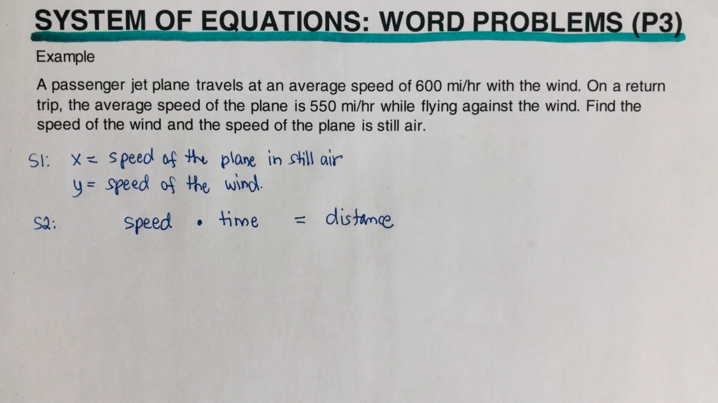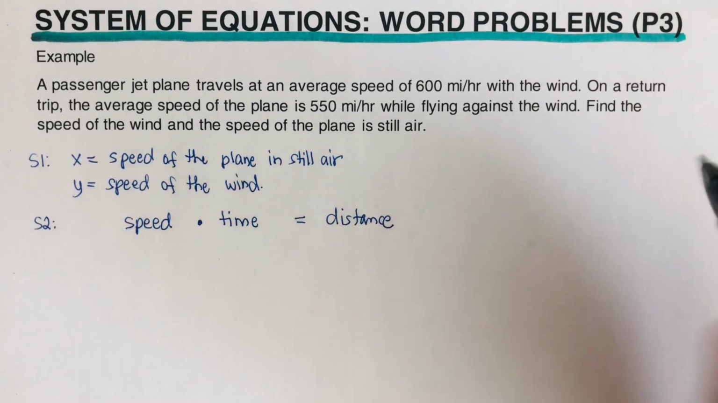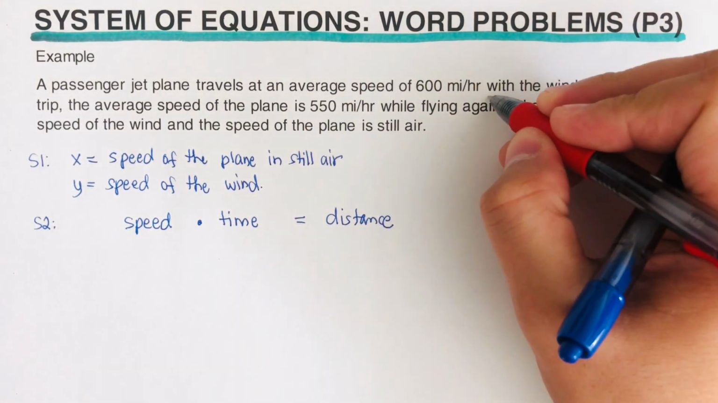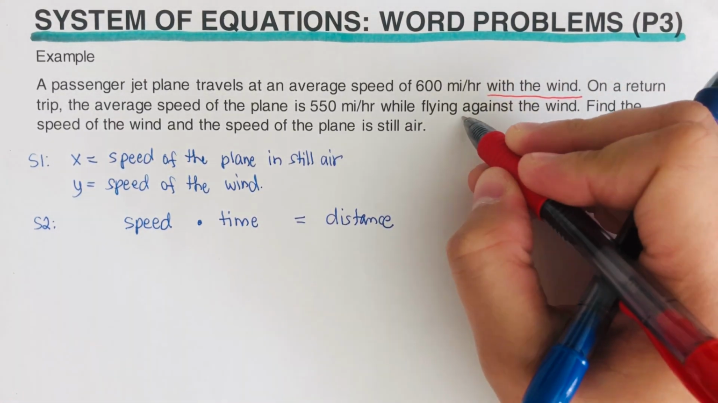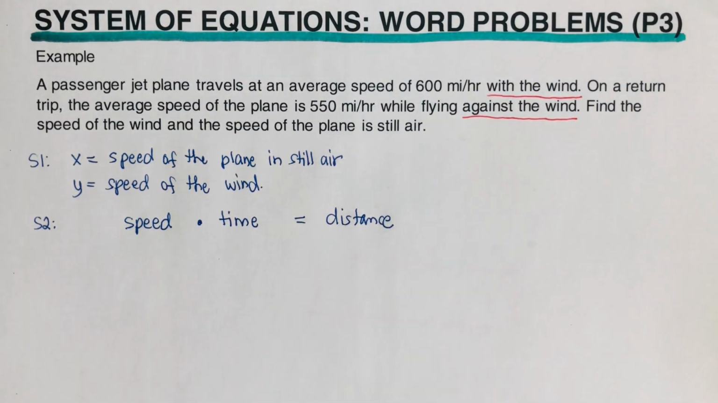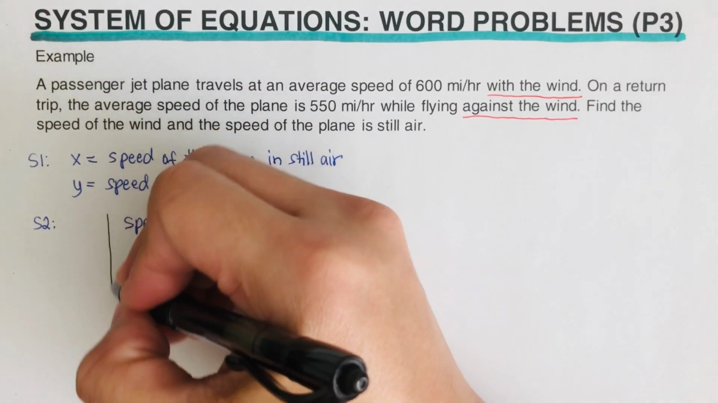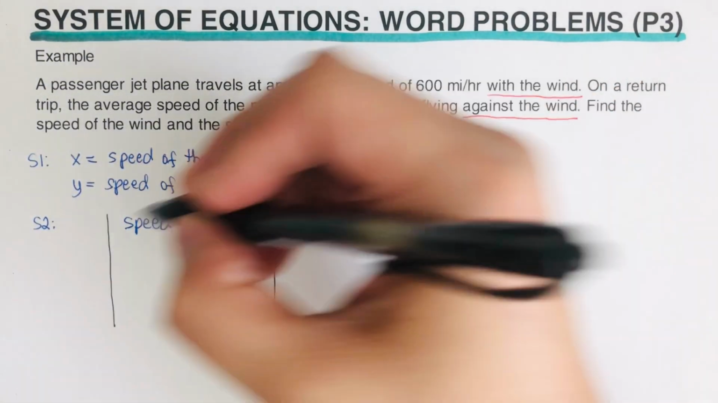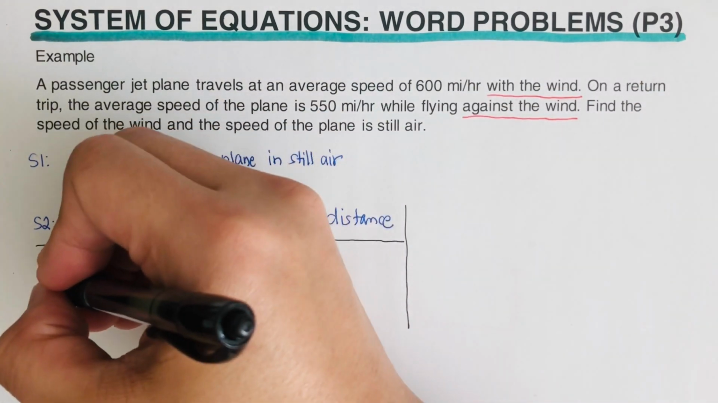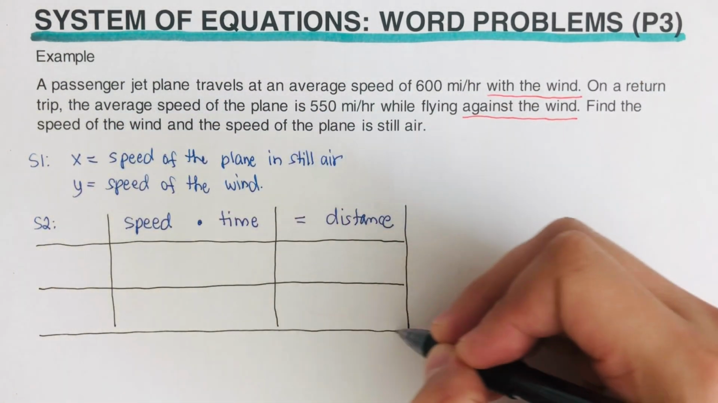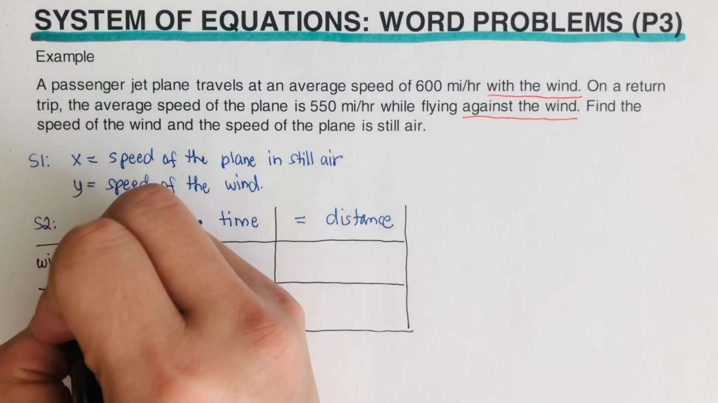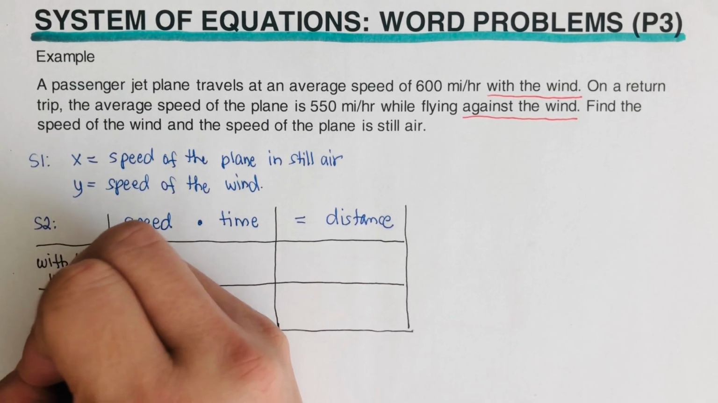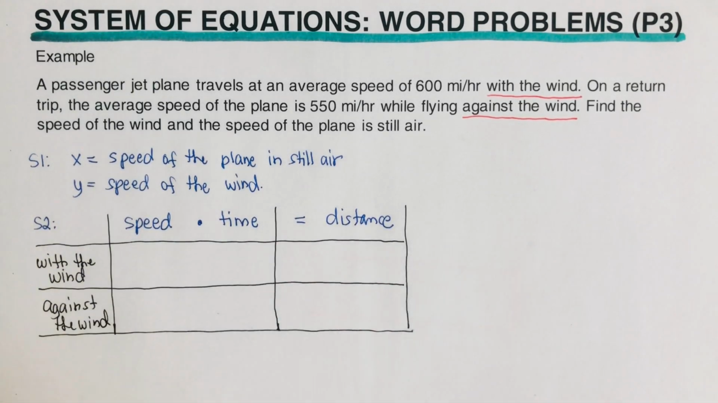So we have two cases that we have here. The first case is with the wind, and the other case is against the wind. So we're going to create a table here. Okay, so I created the table for the two cases. The first one is with the wind and the other one is against the wind.